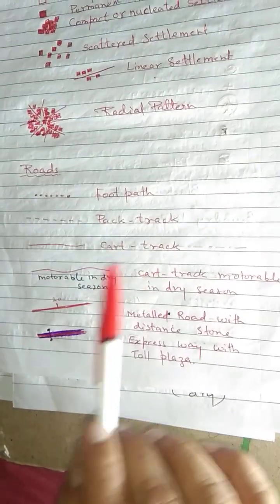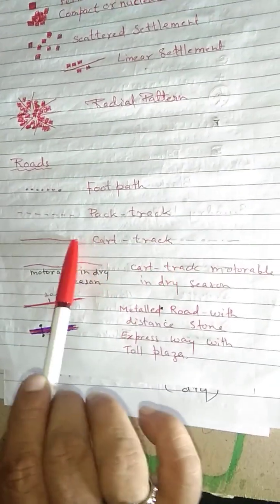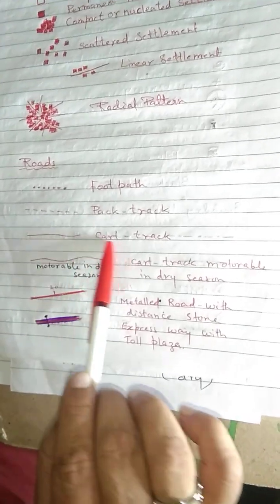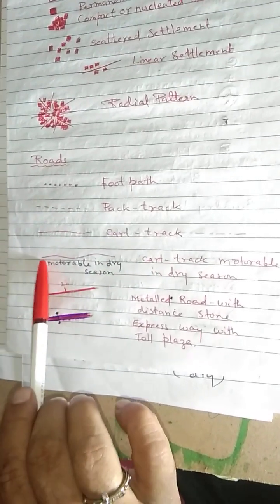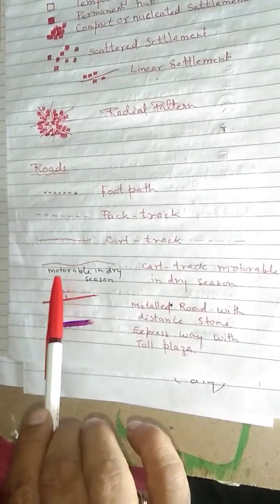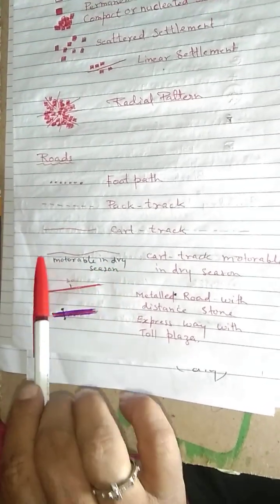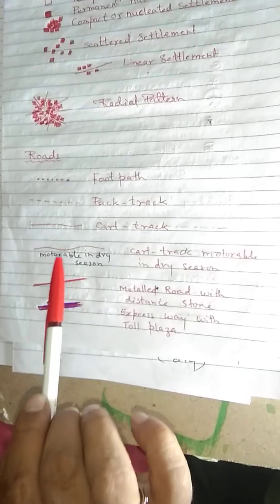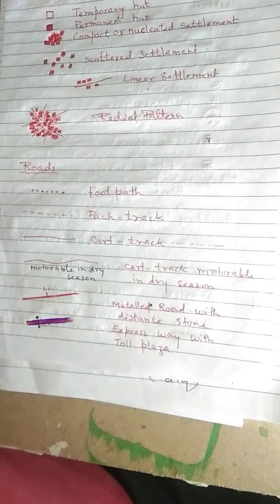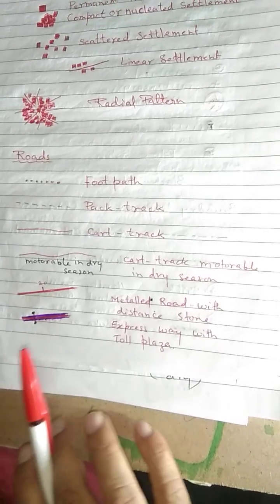Then we have cart tracks. Cart tracks you will find in an agricultural region, in a village. Cart tracks or animal driven tracks. Then there is another type of cart track where it is written motorable in dry season. That means these roads can be travelled only when the season is dry. It cannot be travelled in a rainy season, maybe because it becomes very slushy.